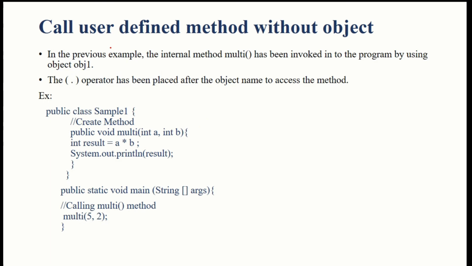Okay, so when you call the function, if it's in the same class, you can just call the name without the dot notation because it is in the same class. Okay, if it's from a different class, then you have to use what? You have to use the dot notation.